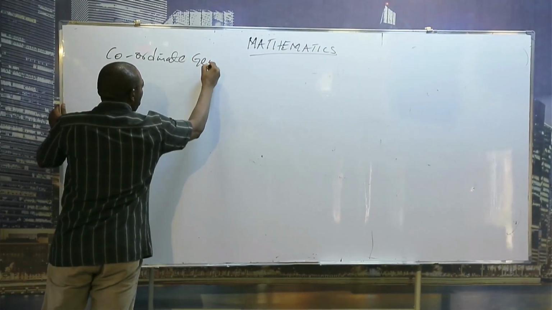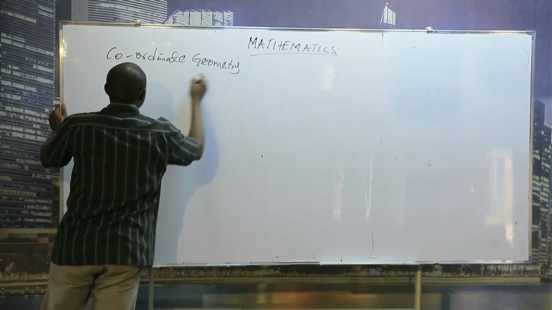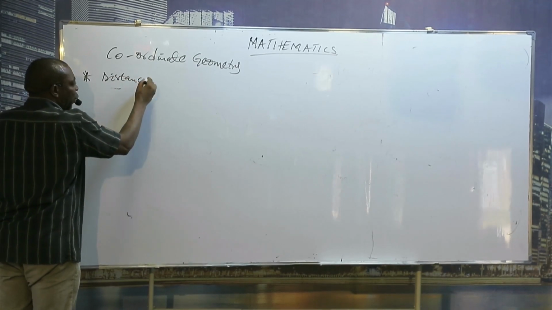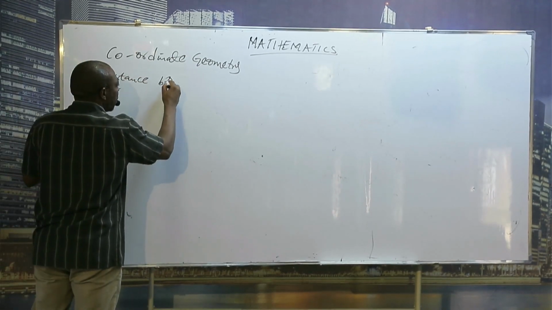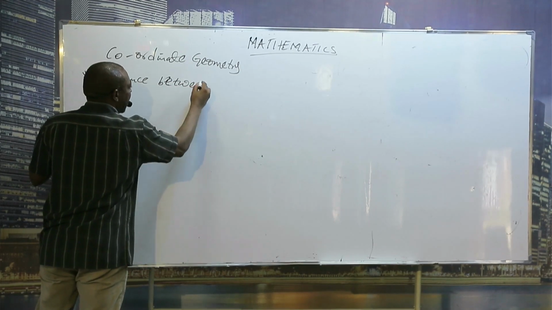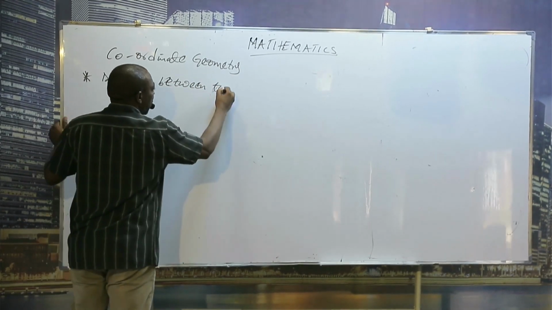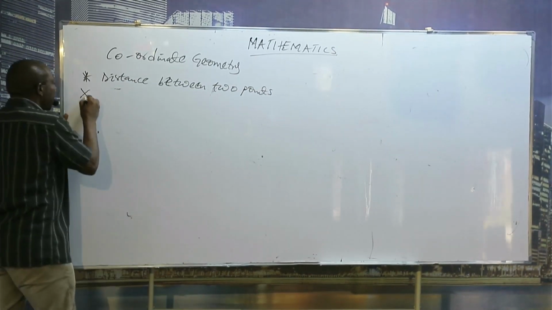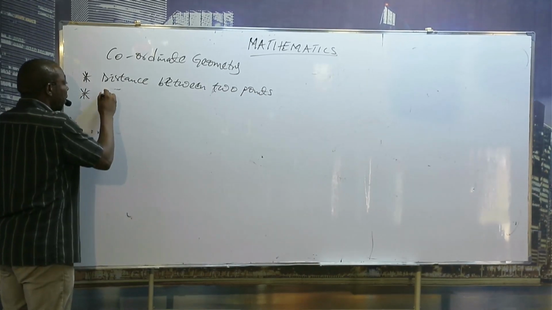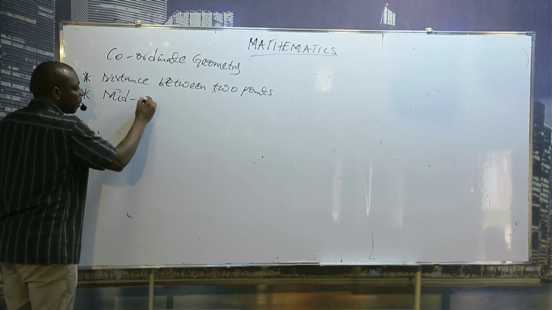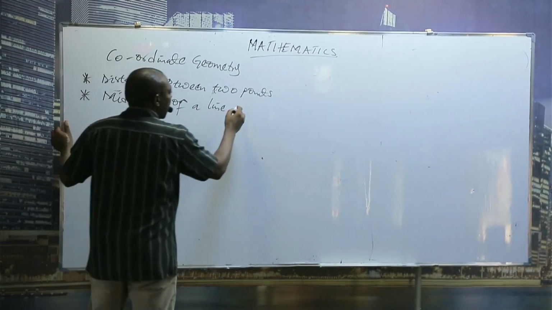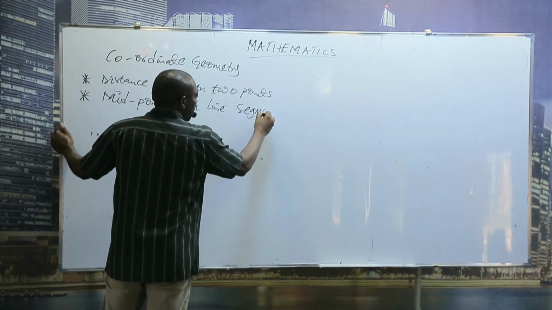Now, under coordinate geometry, we treated the first thing, which was what? The distance between two points. Then after that, we treated the second one, which was what? The midpoint of a line segment.